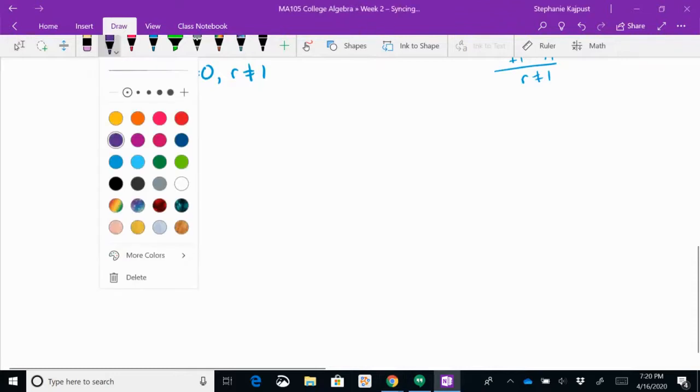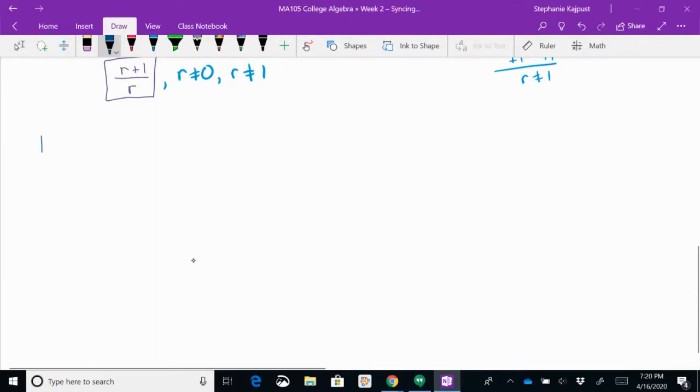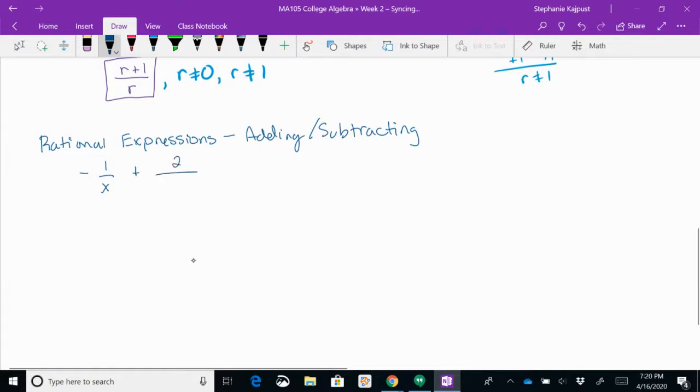All right, so let's just change colors here. So we're going to be looking at rational expressions, and we'll look at adding or subtracting. So let's see. I'm going to pick one with the 3 because that should have enough to hit all the major things, and I can make it both addition and subtraction in here.